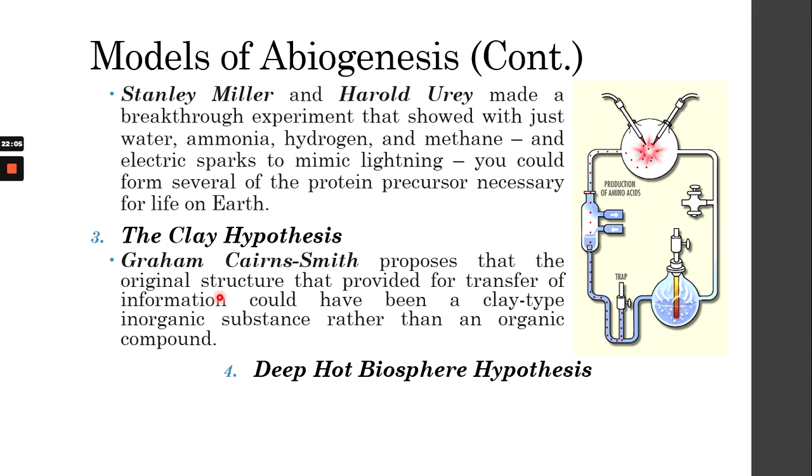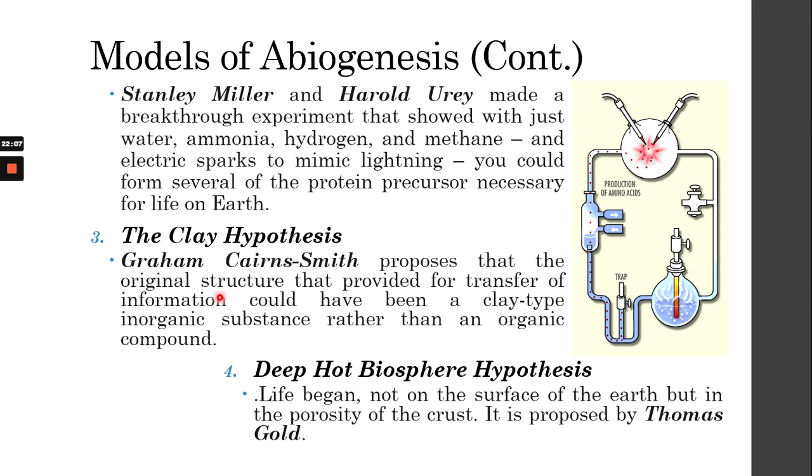And lastly, we have the deep hot biosphere hypothesis. This is by Thomas Gold. This hypothesis explains the existence of thermophiles. If you guys remember what thermophiles are, it was in our discussion of bacteria when we were talking about prokaryotes and eukaryotes. Thermophiles are prokaryotes that live in a very hot environment, for example in geysers and even in magma.